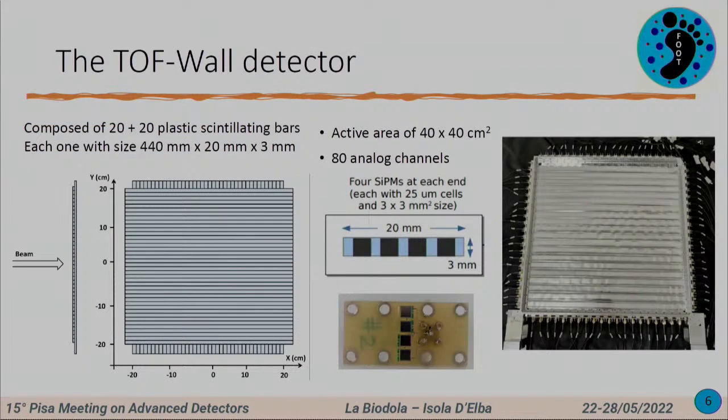The top wall detector has an active area of 40 by 40 square centimeters. It is composed of 20 plus 20 scintillating bars with a thickness of 3 millimeters. At the end of each bar, we have 4 silicon photomultipliers arranged as the parallel of 2 series of 2 SiPMs each. And the cell size of the SiPM is 25 micrometers, so as to collect a large amount of photons. And here you can see a picture of the detector.